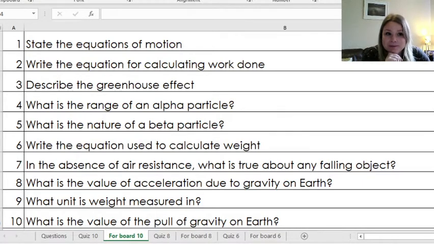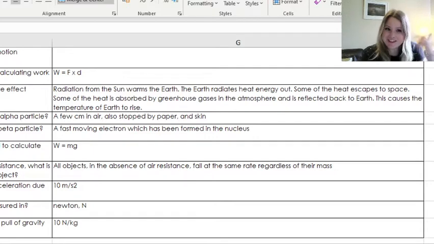Okay? So here are the answers. First question was to state the equations of motion. So v equals u plus at, s equals ut plus a half at squared, v squared equals u squared plus 2as, and s equals a half brackets u plus v close brackets t, or s equals u plus v in brackets all over 2 multiplied by t. Same thing, two different ways of writing it. The rest of them there I think are okay for you to mark from the screen.